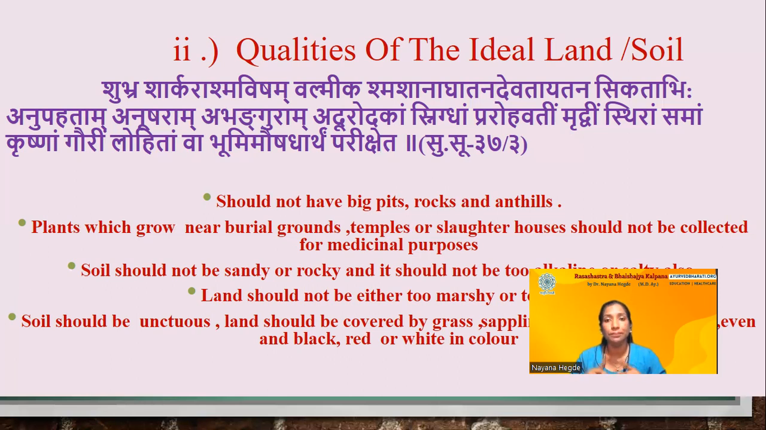How should the land be? The land should be snigdha, where prarohavati is there. Prarohavati means tiny saplings are there. Snigdha, prarohavati, mrudu soil, stira soil, sama soil, and the soil should be Krishna or Gaura or Lohita Varna.